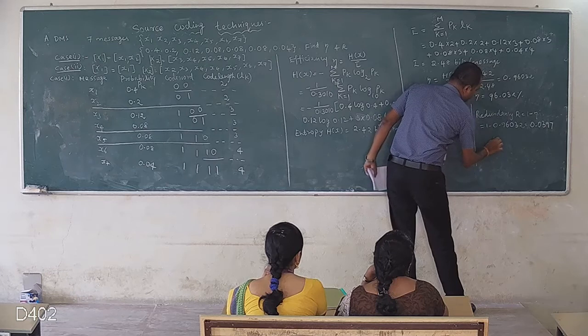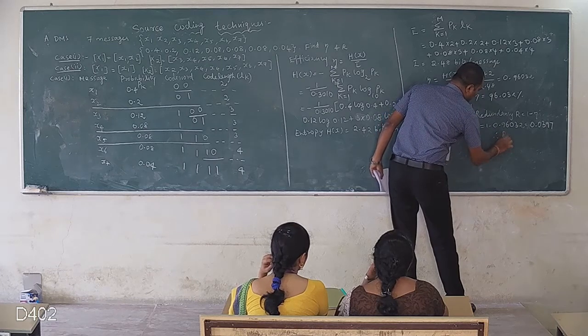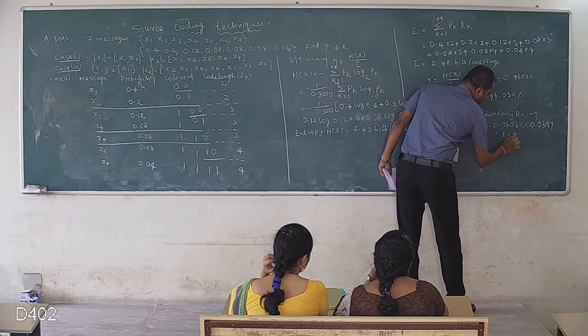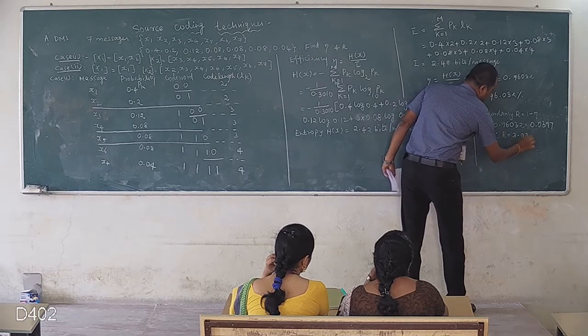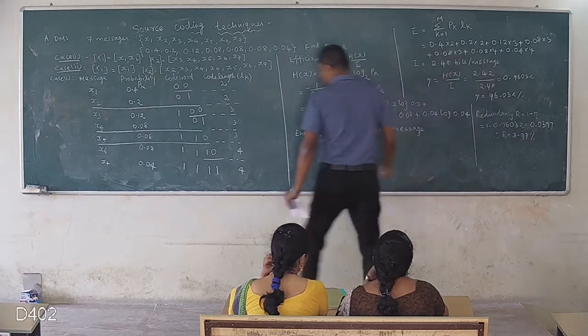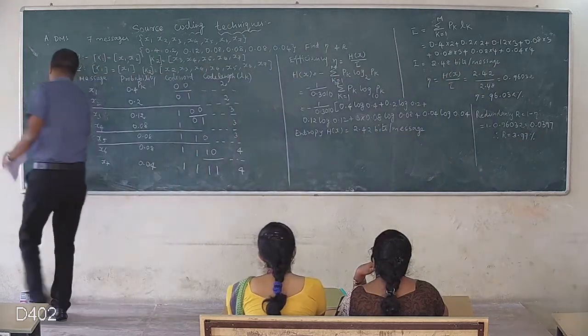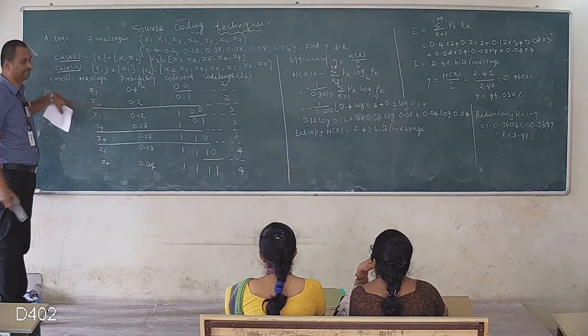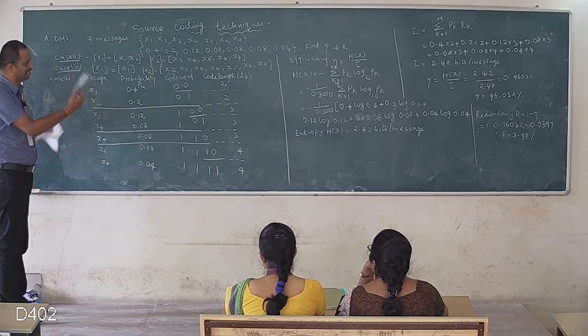Therefore, redundancy in terms of percentage will be roughly 3.97 percent. So we have ended with case 1. Now let us solve case 2 and let us conclude which way of doing the coding leads to better efficiency.